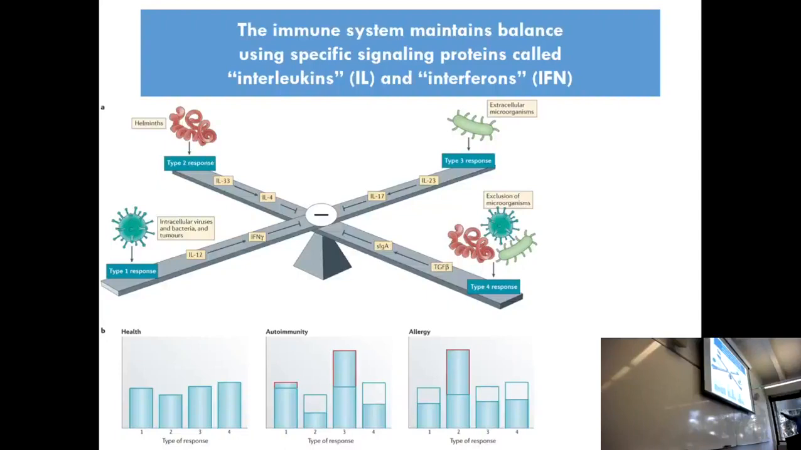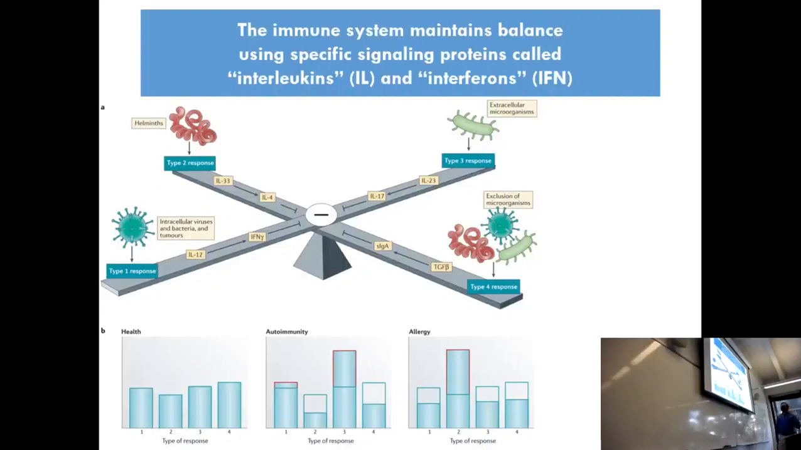But the idea is that you have a balance between the different things, and a lot of times you'll have weird connections between them, like the system that responds to intracellular viruses is sort of opposite from the system that responds to extracellular infections. And then you have helminths. Anybody know what helminths are? What's another word for a helminth? Worms. So parasites that infect your body.